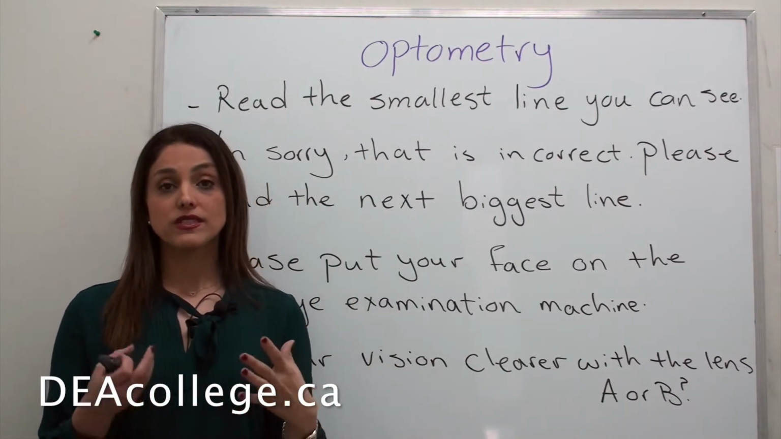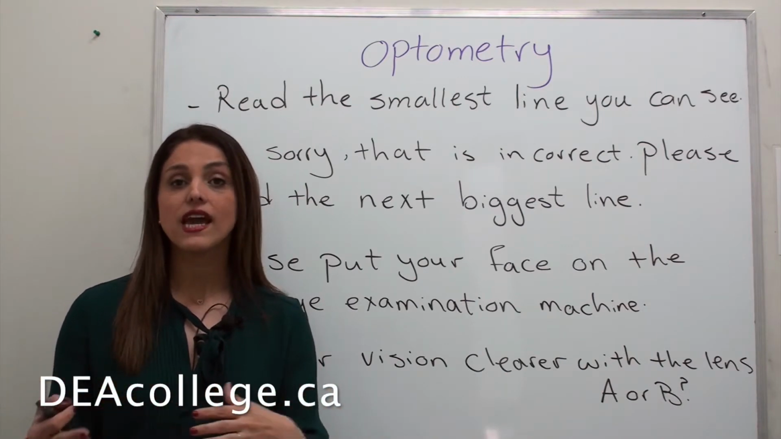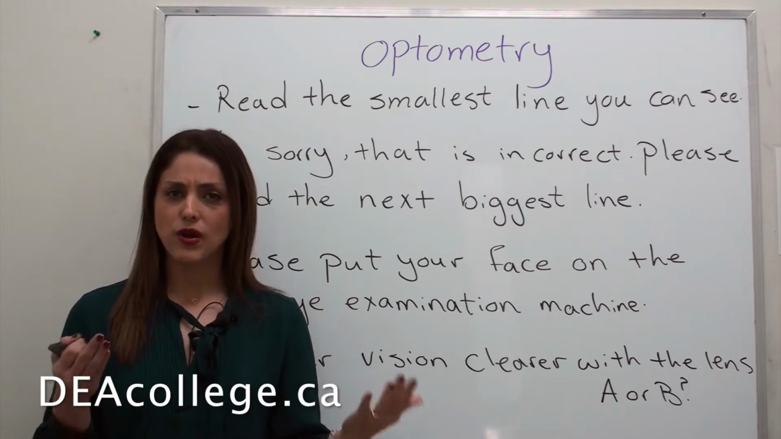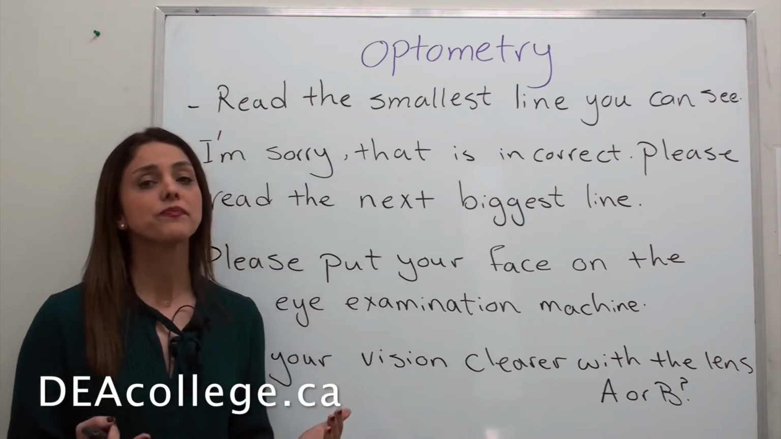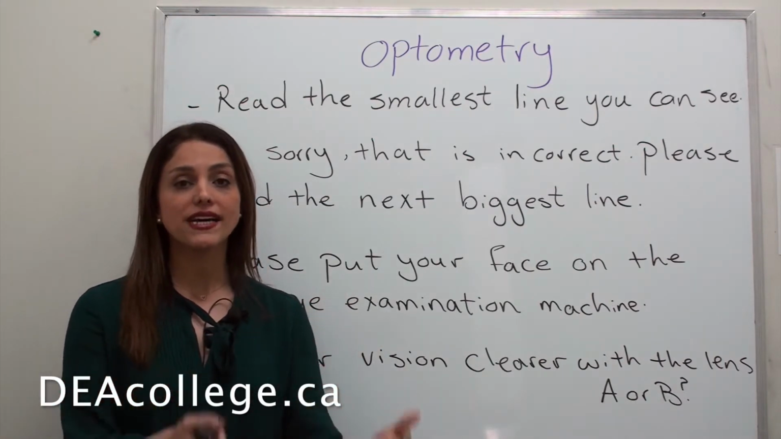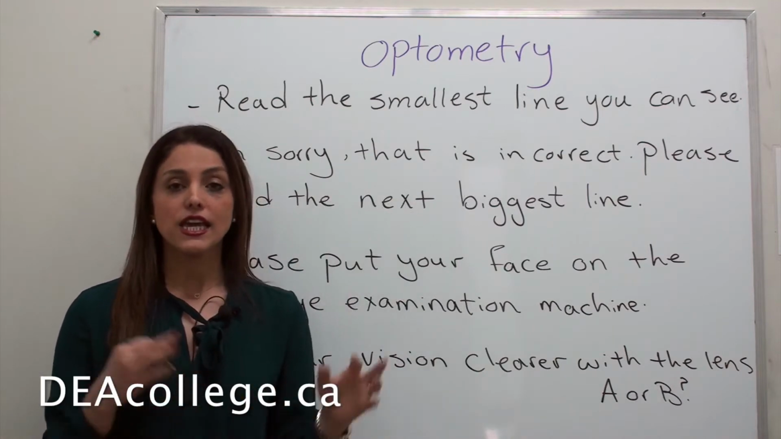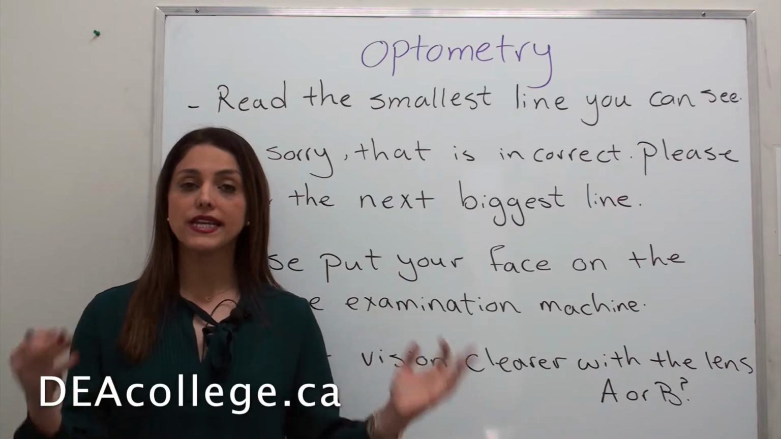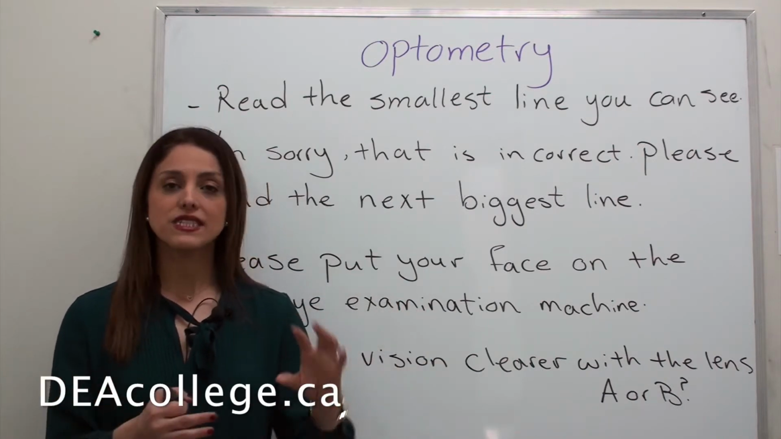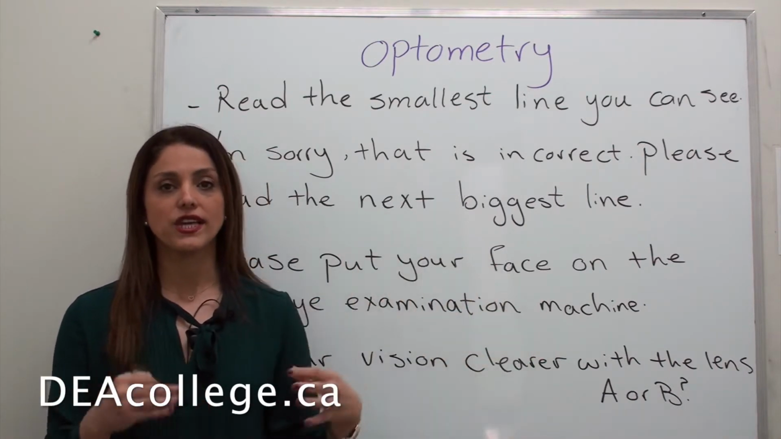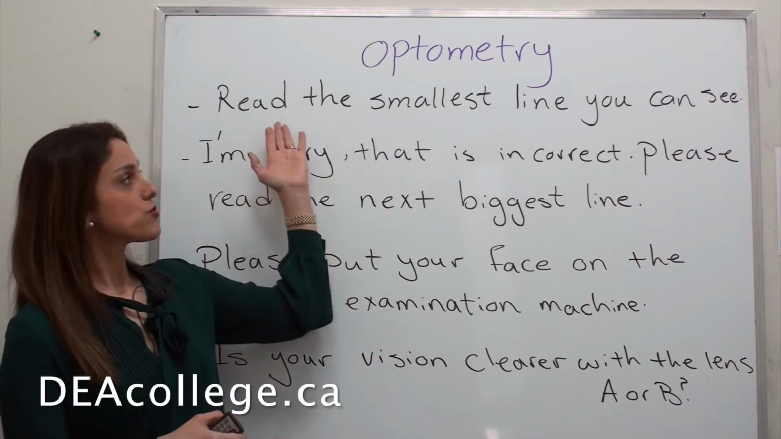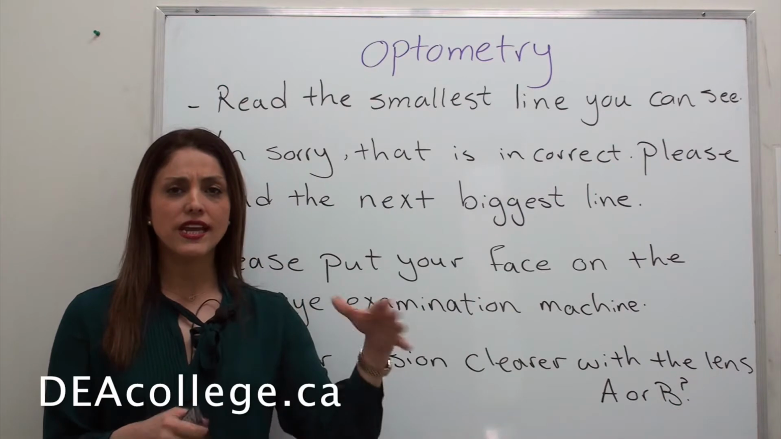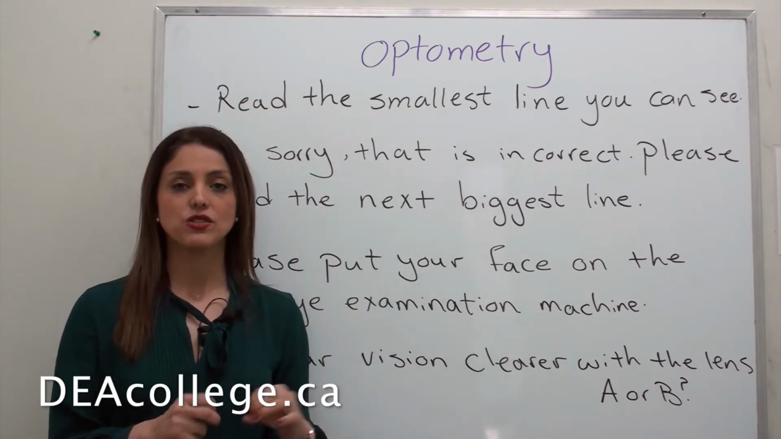They want to see how strong your eyes are, or if they're weak, or if you need glasses or something. So at first they are going to ask you to read these letters. If you read them all correctly, it means your eyes are okay. But this is just one way they check your eyes. So, read the smallest line you can see. The smallest line is usually at the bottom of the sheet.